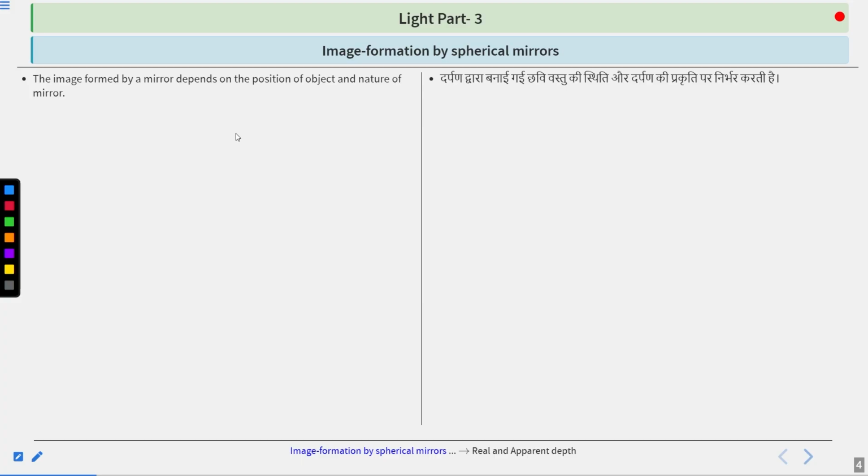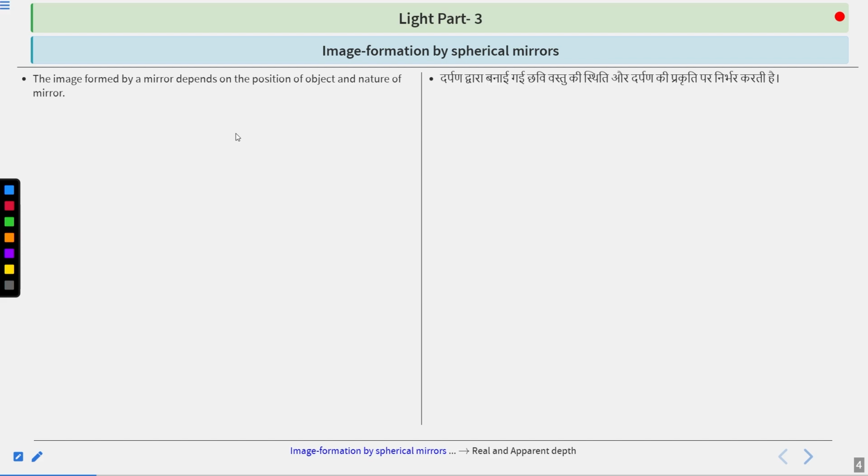Now, let's begin with the first topic, that is the image formation by spherical mirrors. If you remember, in the previous part, light part 2, we had discussed the spherical mirrors, and we had discussed that these are of two types, concave and convex. In concave, the mirror is inward. In convex, the mirror is outward.